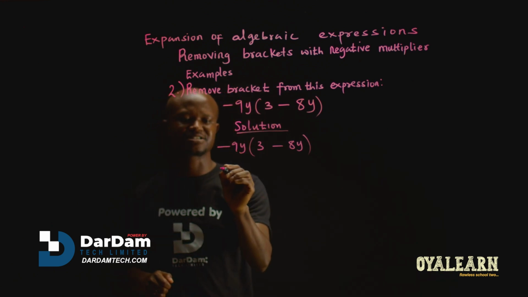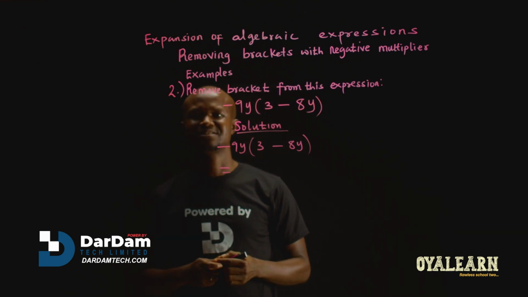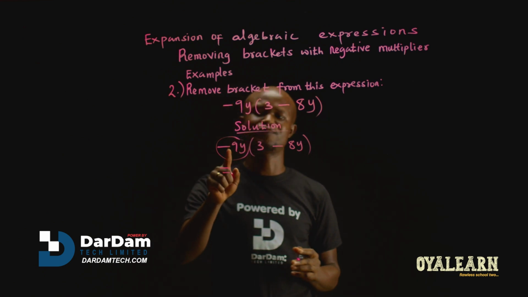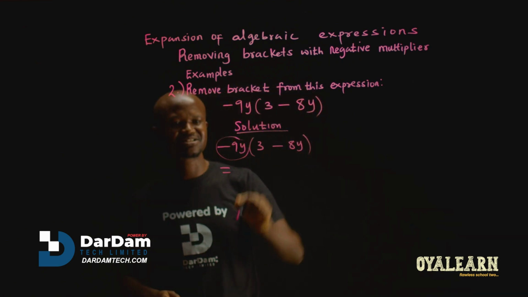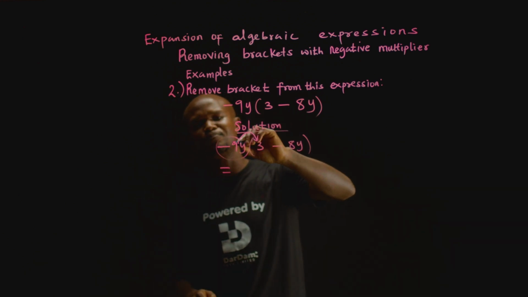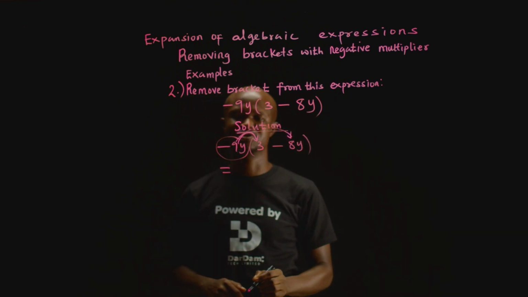Now in this case, the multiplier is minus 9. And this is a what? Is a negative multiplier because of the minus sign here. So in this case, the multiplier here will multiply the first term and will also be used to multiply the second term. Also, take note.